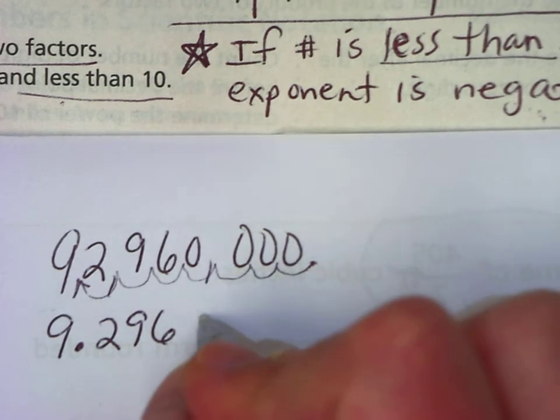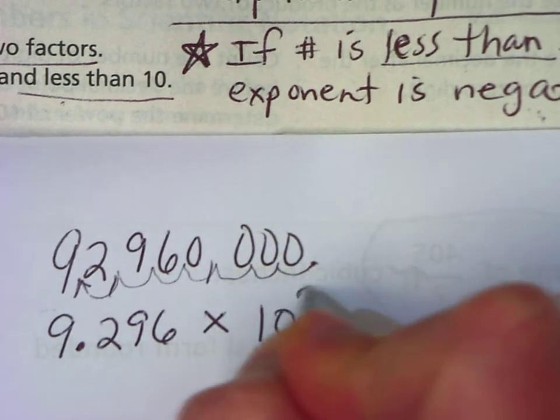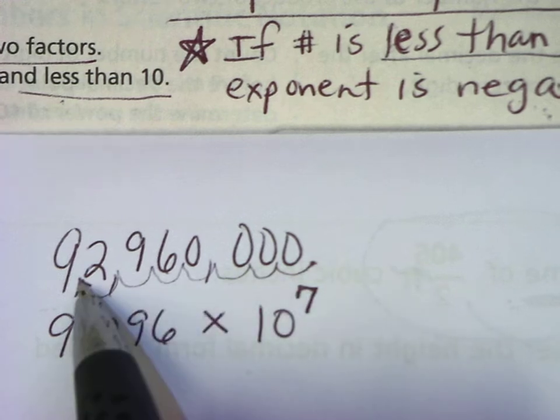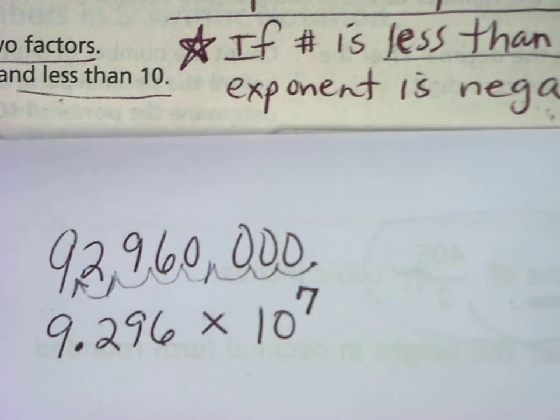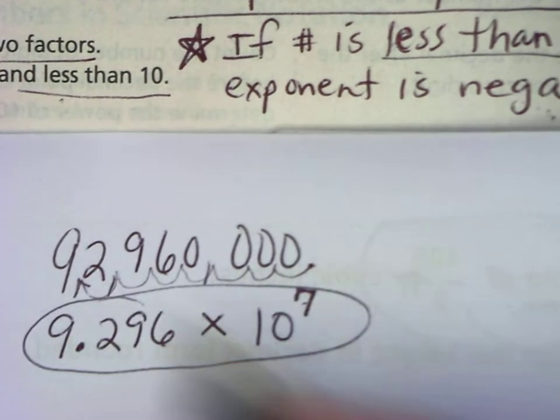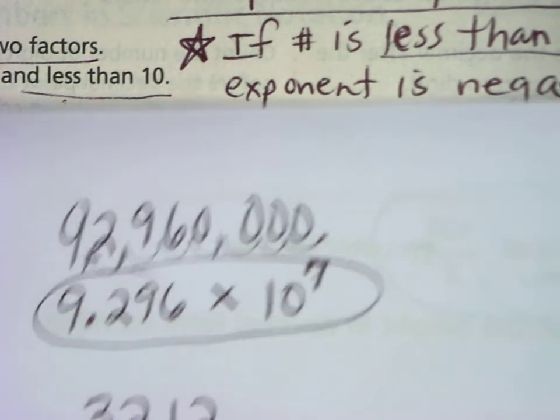9.296, that's between 1 and 10, times 10 to the 7th. It's a positive 7 because I moved it 7 times, and my number that I started off with is more than 1, so positive exponent. That is scientific notation. Okay, let's try another one.